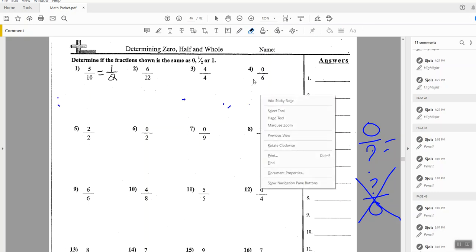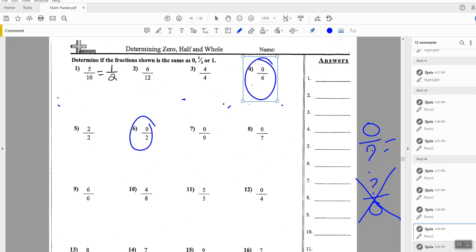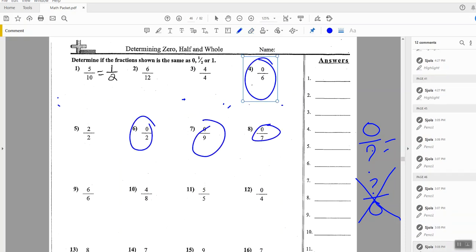Okay? So this one's going to equal 0, 0, 0, 0. Okay? 1. So 1, it has to be the same on top and bottom, so 4 over 4. That's just it. It just has to be the same. So this is a 1, this is a 1, this is a 1. And half.